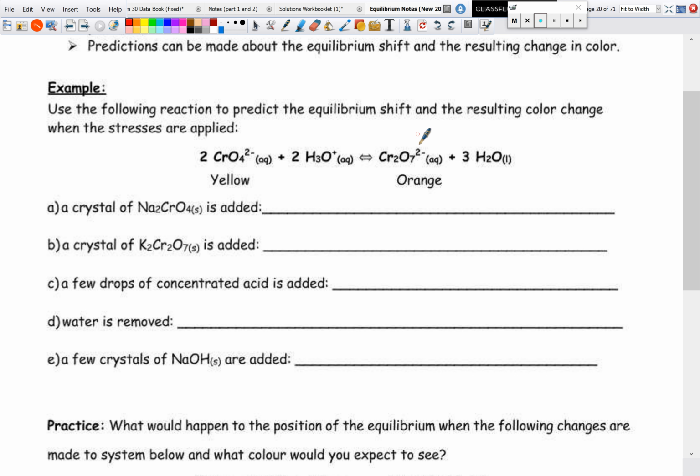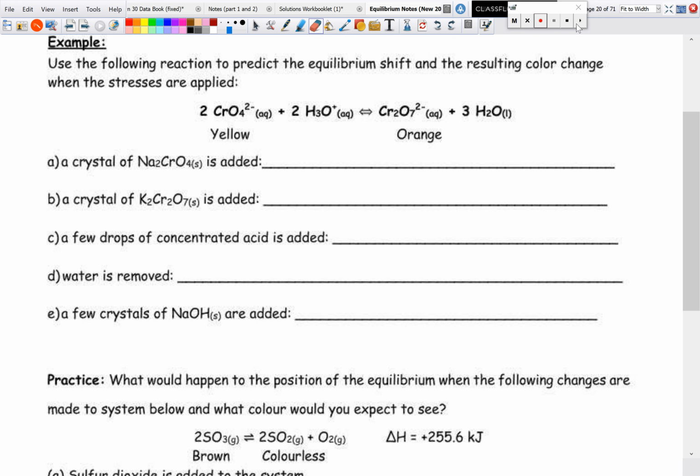So depending on which way the equilibrium shifts, for example, if we shift towards the reactant side, we're going to see more chromate. If we produce more chromate, we're going to see more yellow. Whereas if we shift towards the product side, therefore, if we use up our yellow chromate and produce more orange dichromate, the overall color we're going to see is more orange. So that's how we're going to predict the color change based on which way the equilibrium is going.